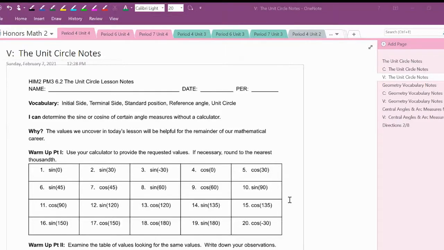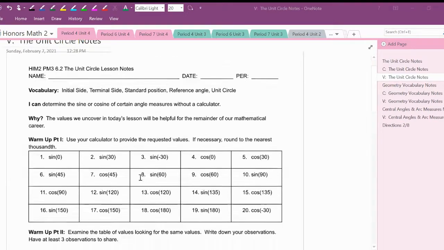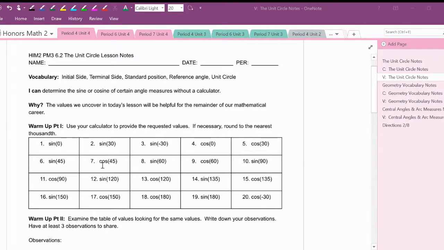Our unit circle lesson. If you have not read through the vocabulary, the I can or the why, please do so now. Then pause the video to complete the warm-up. Part 1, you're going to use your calculator. Make sure you're in degree mode, and fill in the table here.